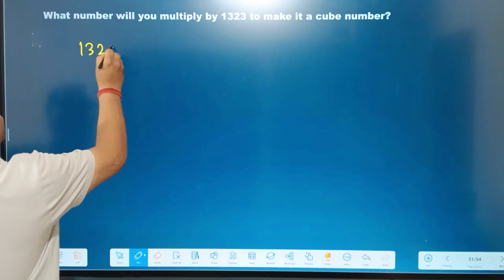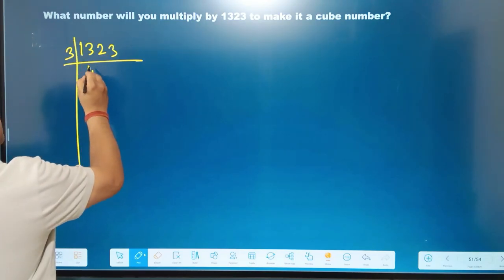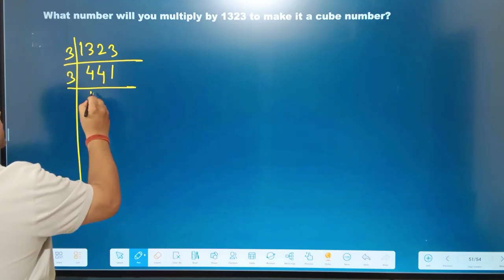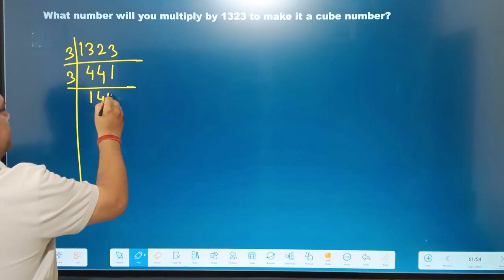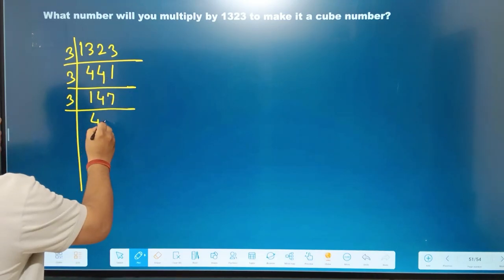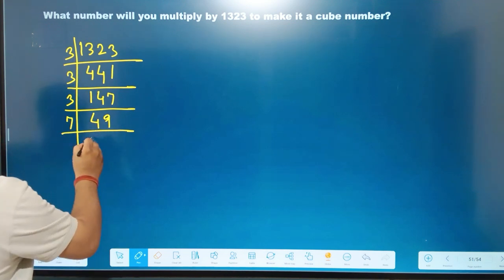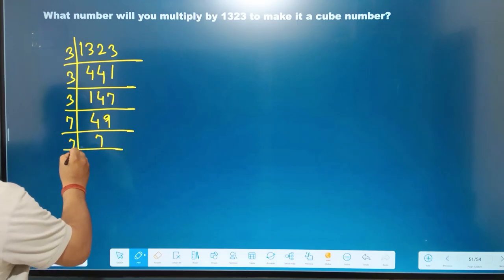So 1323. It will not go by 2, it will start with 3. So 3 4s are 12, balance 1, 3 1s are 3. Now 3 1s are 3, 3 4s are 12, 3 7s are 21. Will it go by 3 again? Yes, it will go. 3 4s are 12, 3 9s are 27. Now it will not go by 3, it will go by 7. 7 7s are 49, right? If you do it again, 7 1s are 7.